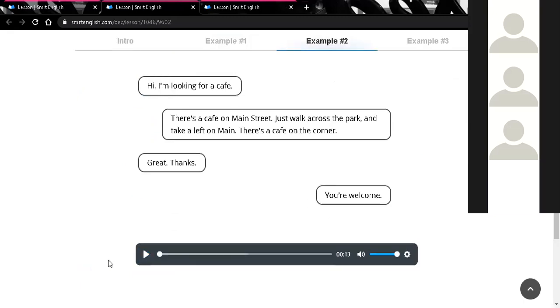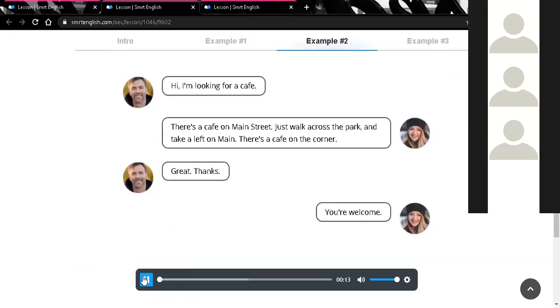Example 2. Hi, I'm looking for a cafe. There's a cafe on Main Street. Just walk across the park and take a left on Main. There's a cafe on the corner.